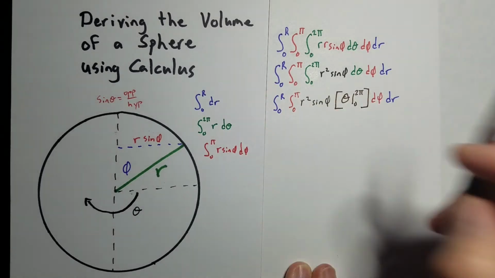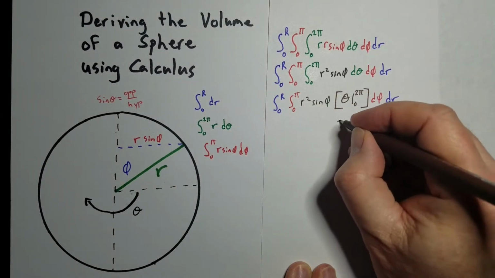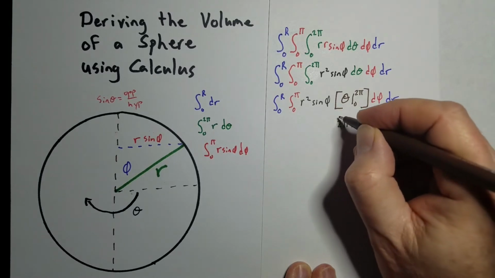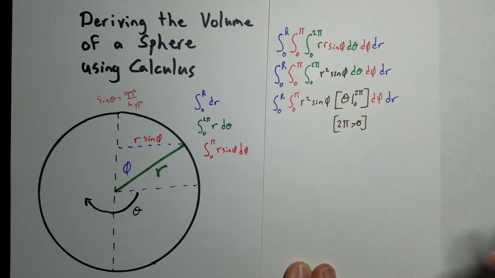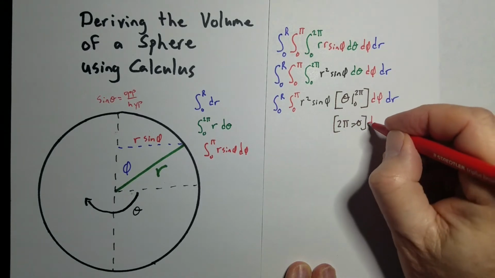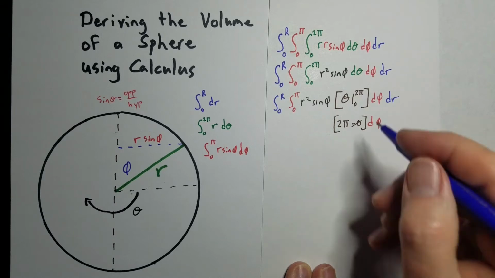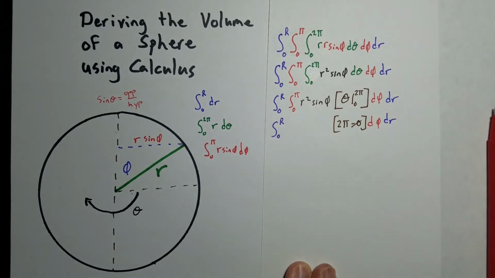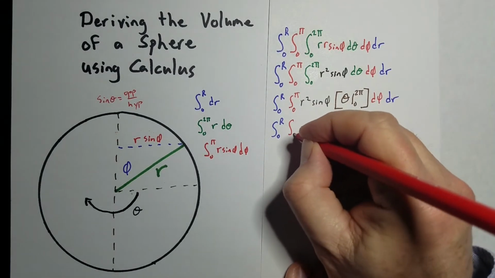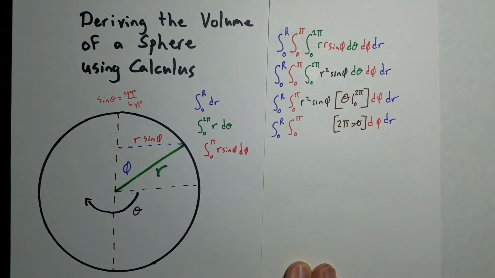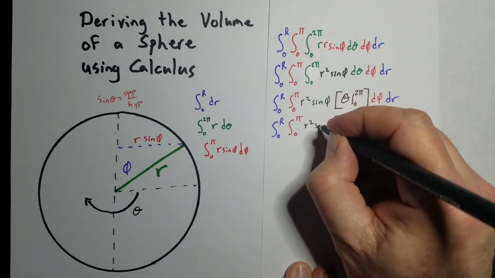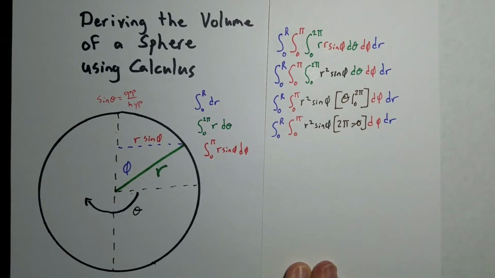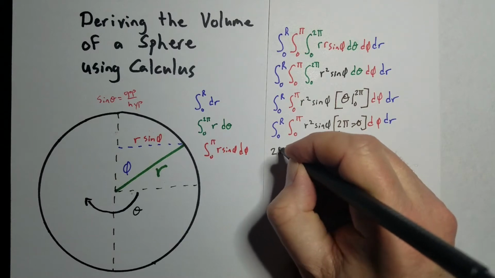All right, so when we do this, we get 2 pi minus 0. Well, the minus 0 doesn't really matter, so we end up just with 2 pi. Let me fill in the rest so I don't lose track of things. All right, now that 2 pi can be pulled out because it's now a constant.